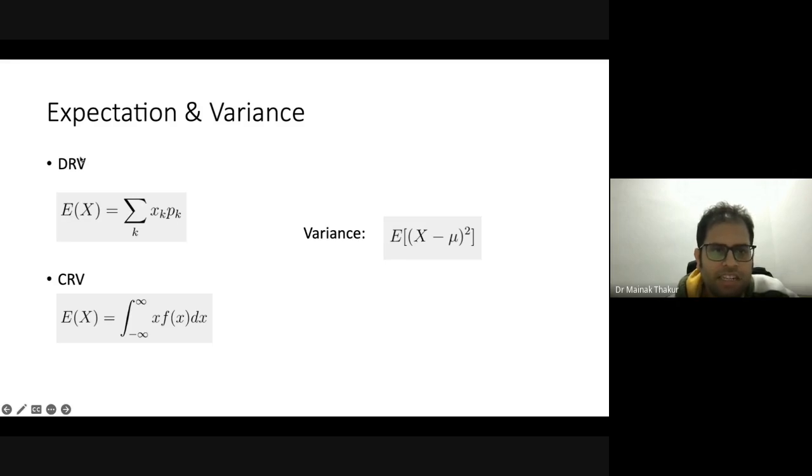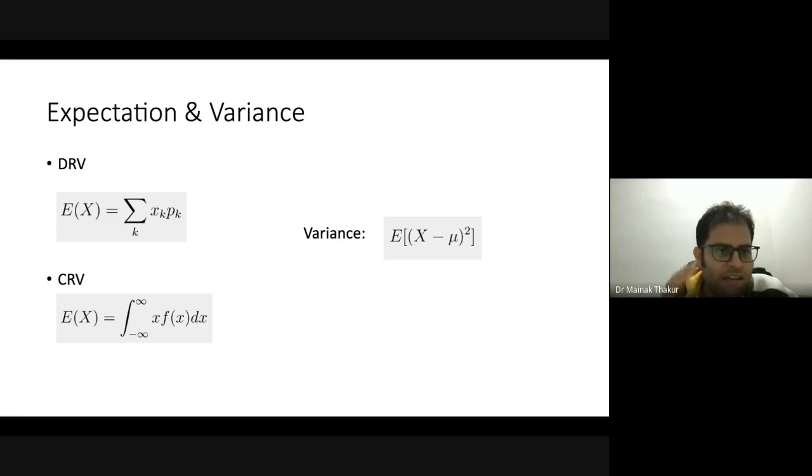This is for discrete random variable. For continuous random variable, instead of summation, you need to integrate from minus infinity to infinity. Xk will become x here, pk is the corresponding density. So x into fx dx, you will integrate. This is average only.